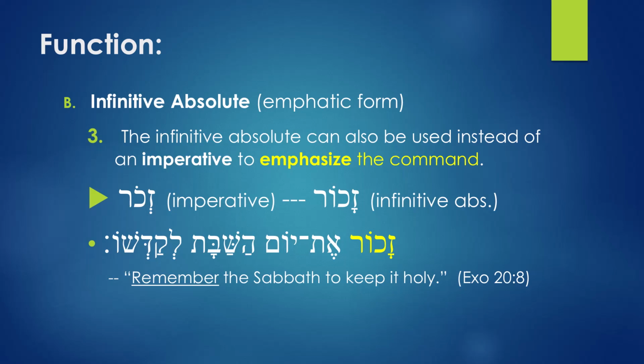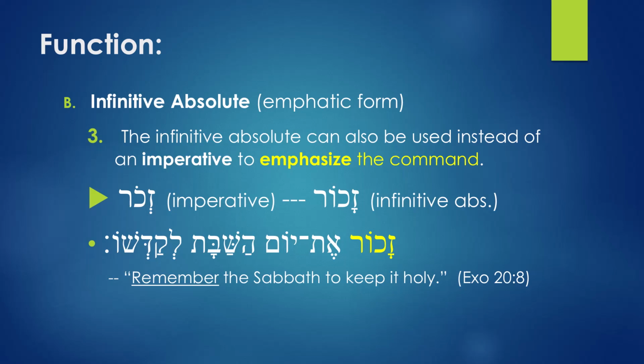Here you have an infinitive absolute standing in place of an imperative. For example, we have this infinitive absolute, Zakor. Zakor means to remember. Now, normally here, you're supposed to have Zekor, which is an imperative, to give a command. But in Exodus 20 verse 8, you have an infinitive absolute standing in place of an imperative.